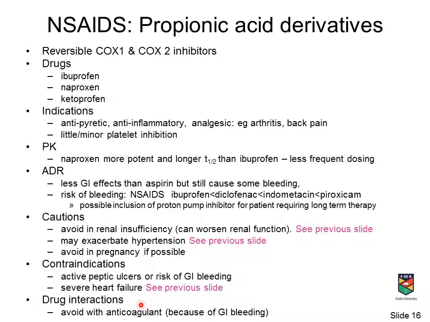And then drug interactions. You don't want to use it alongside an anticoagulant, or you might want to modify how you use the drug, because if you use it with an anticoagulant, then you've got a combined pharmacodynamic effect. Both the anticoagulant and the NSAID are likely to increase GI bleeding.